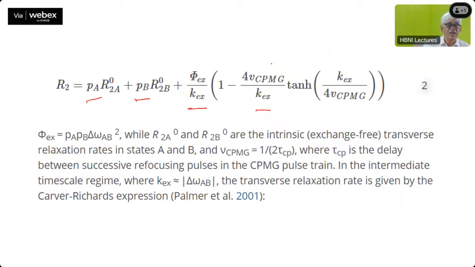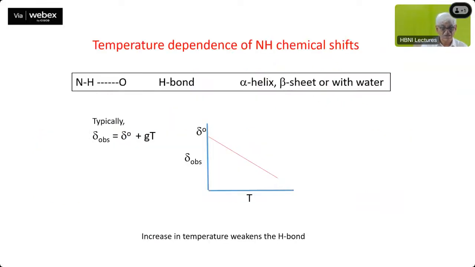Okay, in the intermediate exchange regime, where Kex is equal to delta omega AB, the transverse relaxation is given by the Carver-Richards expression. That's an approximation. These are the factors responsible for your measured R2. So that is one way of measuring the exchange rates in a protein chain. You do a series of R2 measurements by varying nu CPMG, and you will identify whether there is exchange in a particular nucleus, a particular residue, or not.